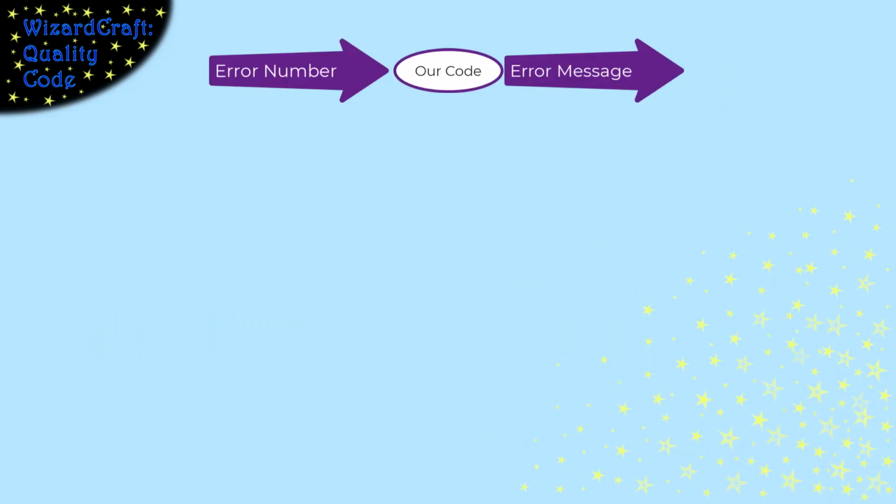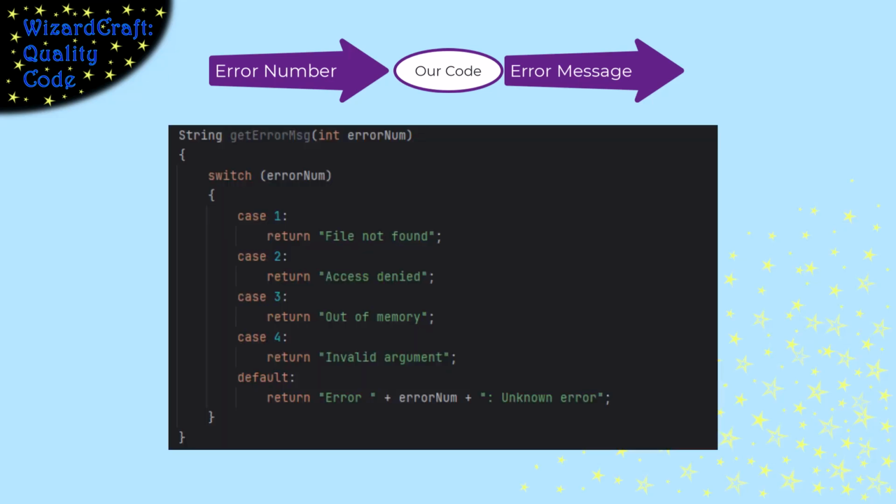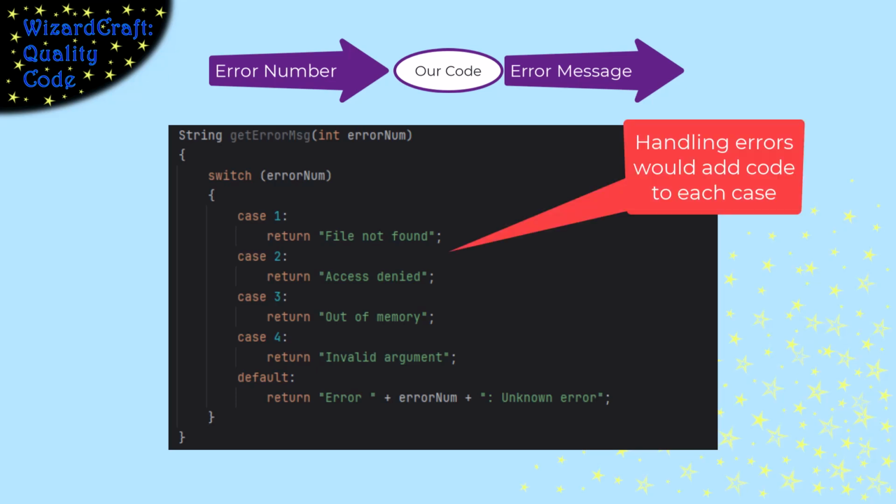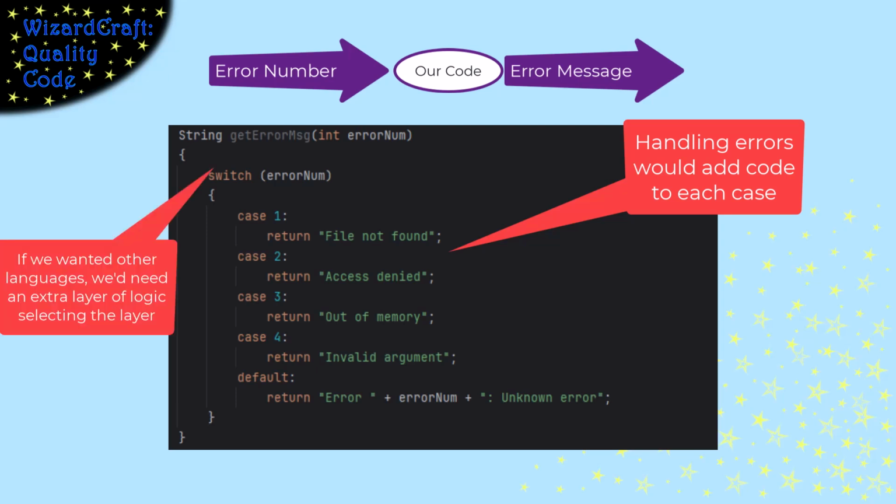To set this up, let's think about an example where we're building a portion of a system that is supposed to translate error numbers to error messages. The code to do that might look something like this. Not too bad, but imagine a real system where there are hundreds of error messages. And if we wanted to handle errors, this code could get a lot more complicated. And then, what happens if we want to internationalize and translate to other languages?